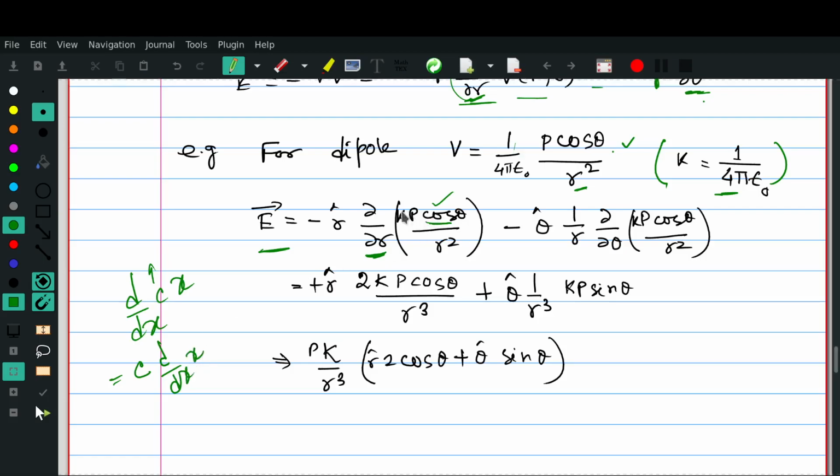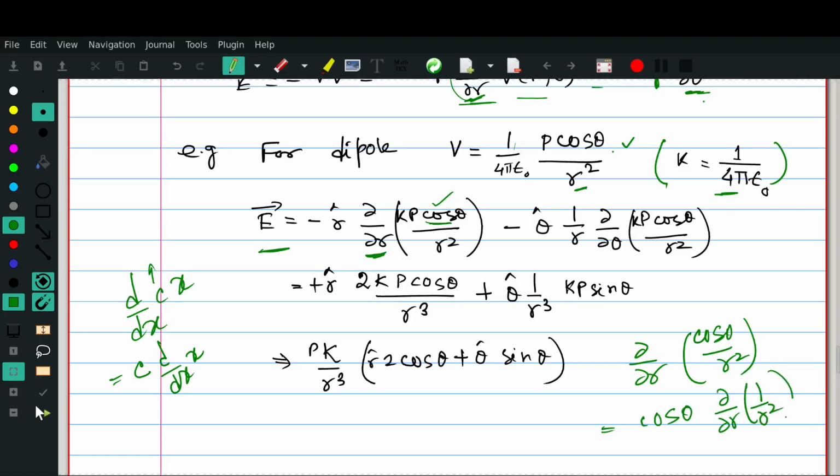So similarly, when del r acts on this cos theta by r square, you can directly bring this cos theta out of this derivative. This del r doesn't act on this r or on this cos theta. You will have to just take the derivative of 1 by r square, which gives you 2 by r cube, right. Now for the second term we have 1 by r del theta and theta hat.